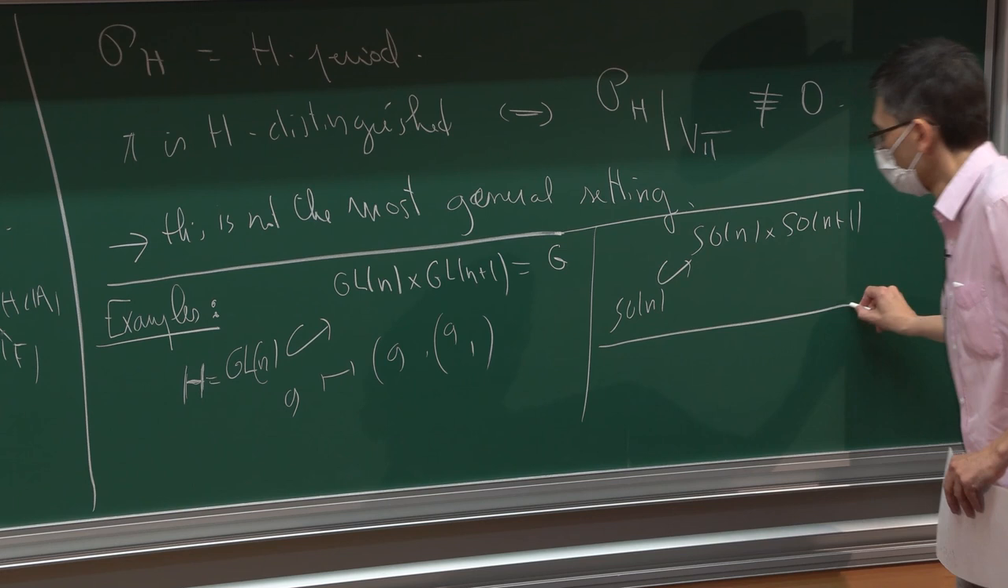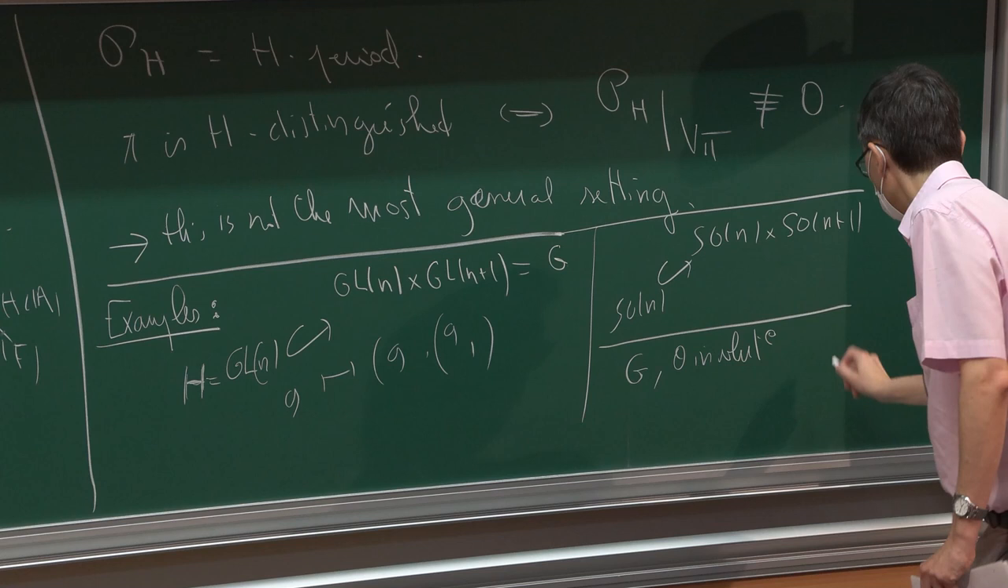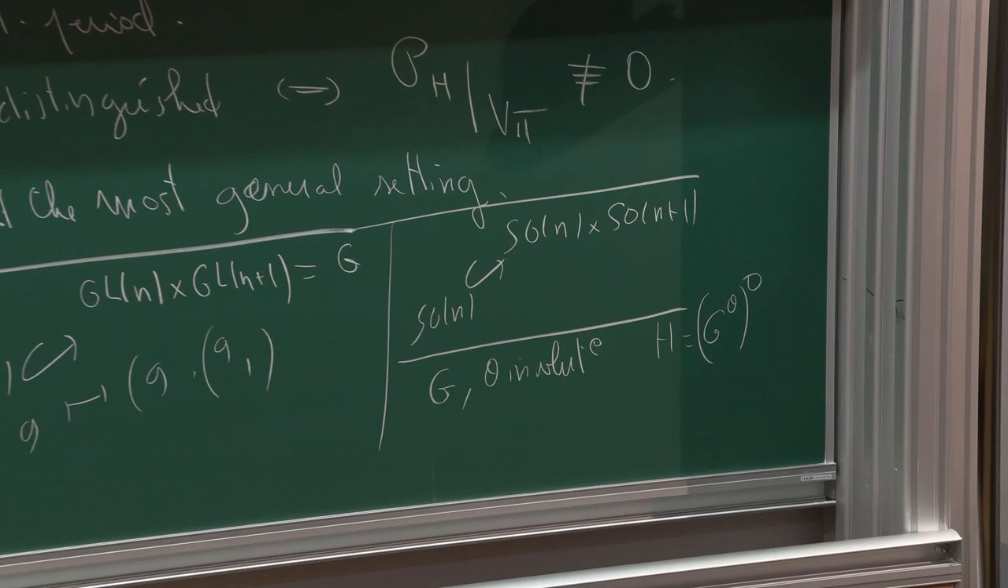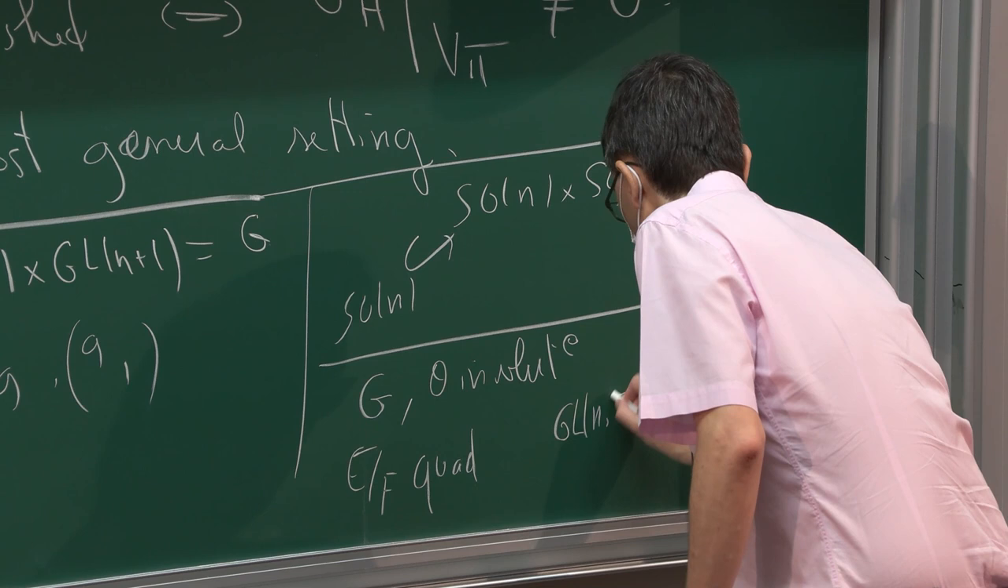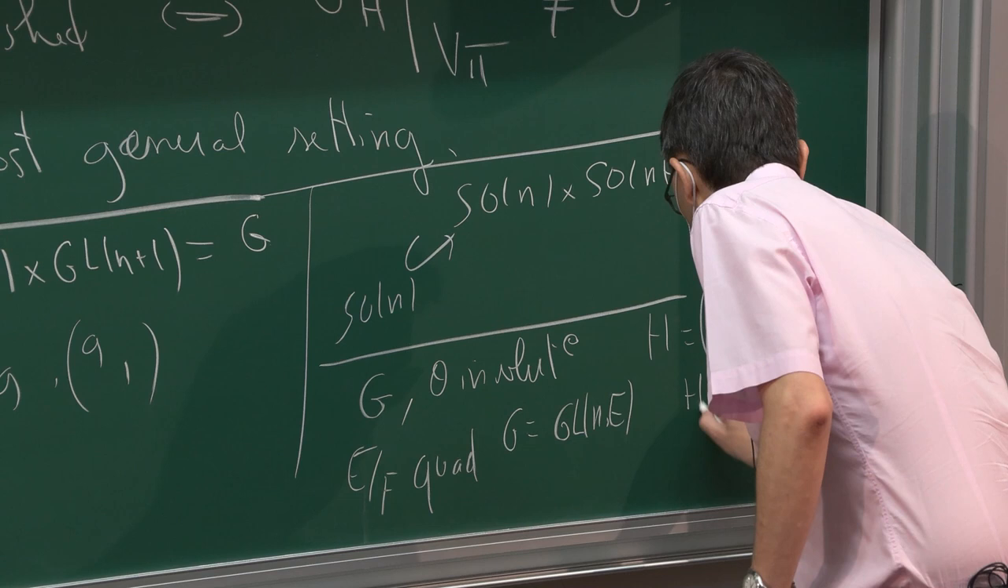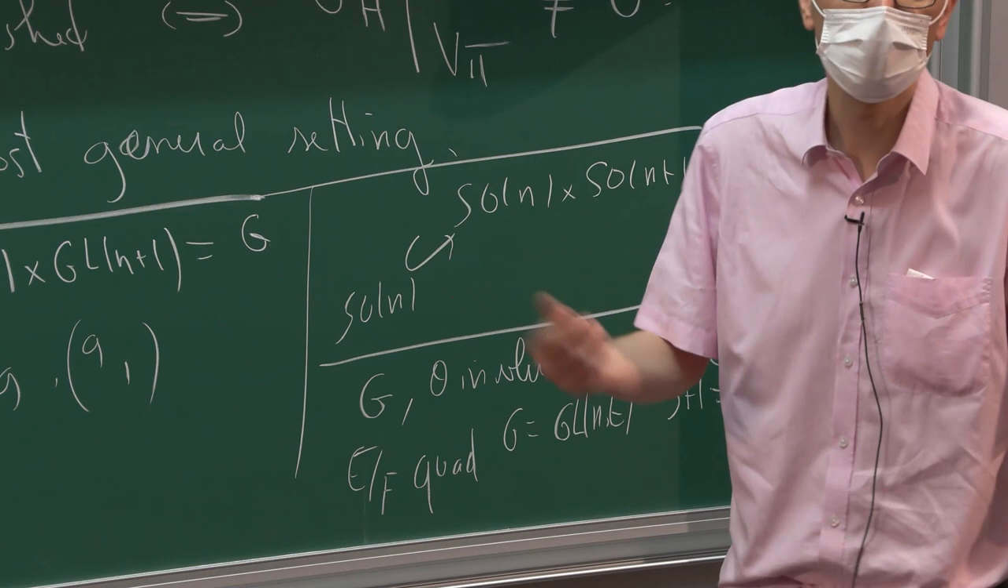A quite general interesting setting, for example, is when you take G, you take an involution, and you look at H, the fixed point or the connected component of the fixed point of the involution. So this means, for example, you take E over F a quadratic extension, and you look at G = GL_n(E), and the subgroup H is GL_n(F). And for example, a GL_n(F)-distinguished representation should be related to an automorphic representation of a unitary group by a Langlands functoriality.